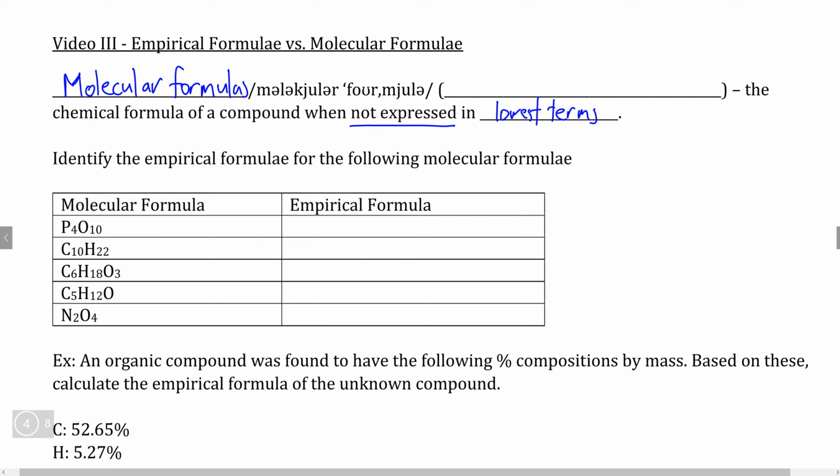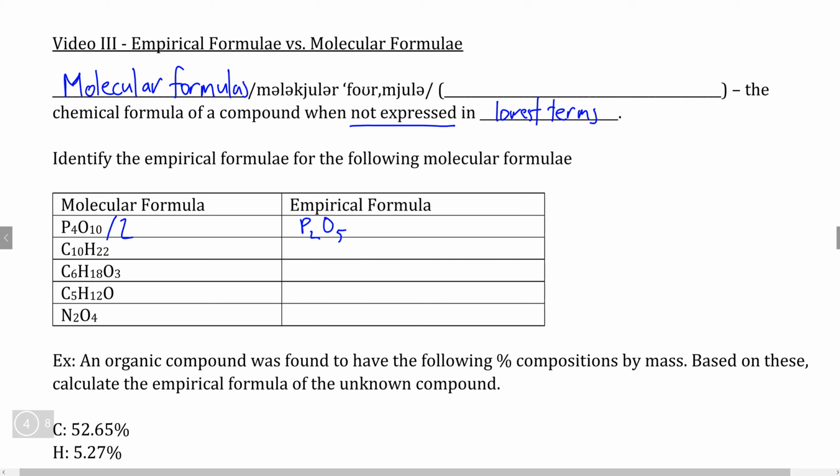For example, with P4O10, we see that they have a common factor of 2. The number of phosphorus atoms divided by 2, 4 divided by 2, is 2. And if we take the number of oxygen atoms, 10 divided by the greatest common factor 2 is 5. So here we see that 2 and 5 do not have a common factor other than 1. Therefore, this is our empirical formula, and the molecular formula, P4O10, is not expressed in lowest terms. We can do the same with most of the other formulas below.